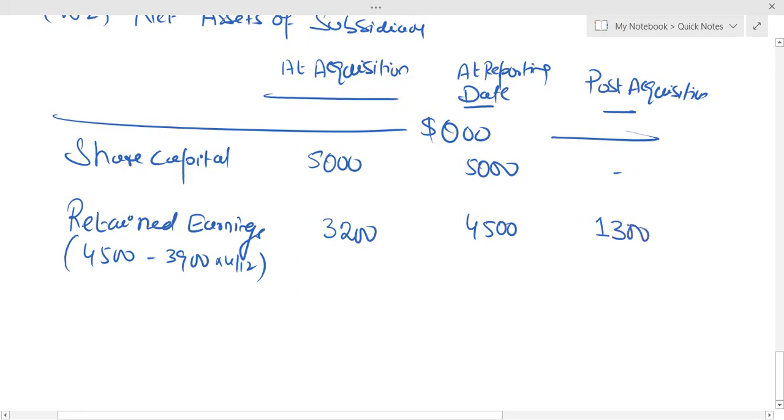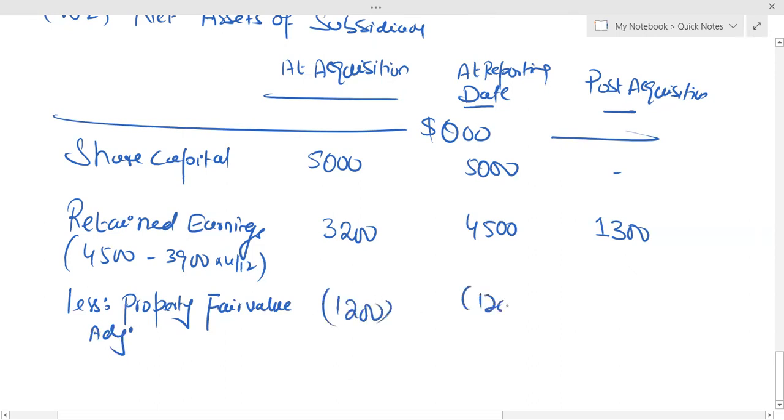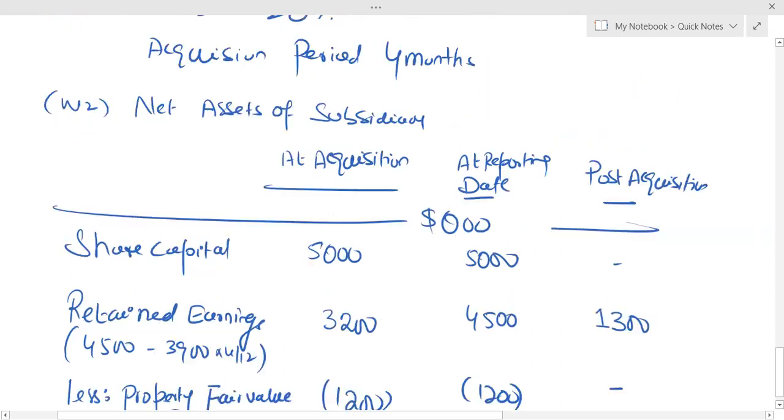We have been given a fair value adjustment of the property, but this time, in this question, the fair value adjustment is not positive, it is negative. Value has not increased, actually value has reduced. So we'll deduct the property fair value adjustment. Value has not increased, it has decreased. It is 1,200. We can go back and read it again. Let's see.